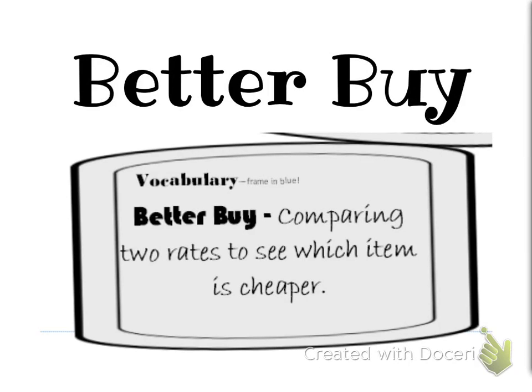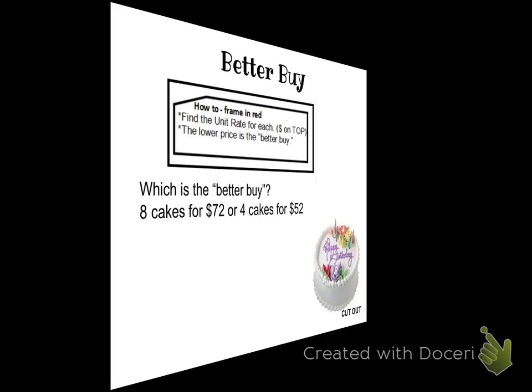All right, so today we're going to talk about deciding what is the better buy. This is probably the most practical thing that we do all year, and it relates to ratio or rate, which we were just doing, because we're just really comparing two rates. That is all better buy is comparing two rates. So we're going to compare two rates to see which is cheaper, because generally speaking, most people want to pay the cheapest price for things.